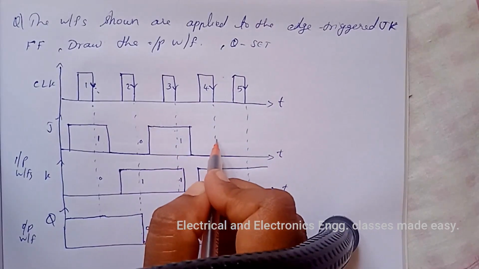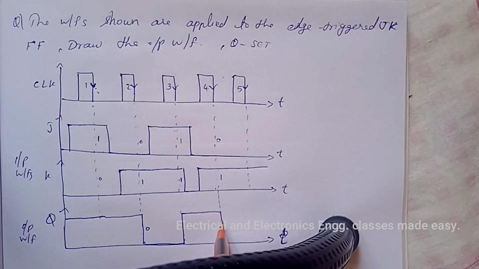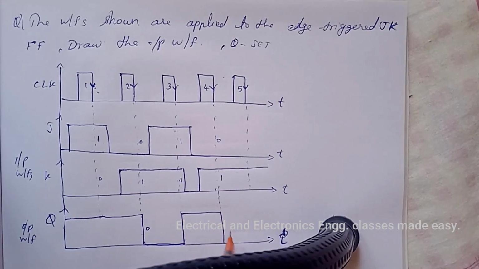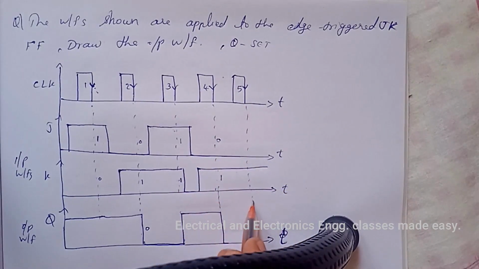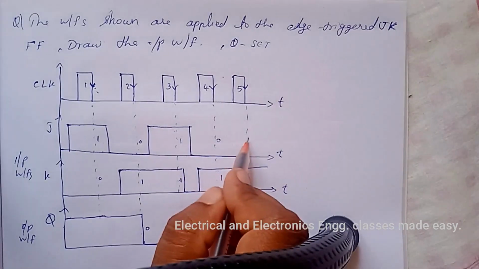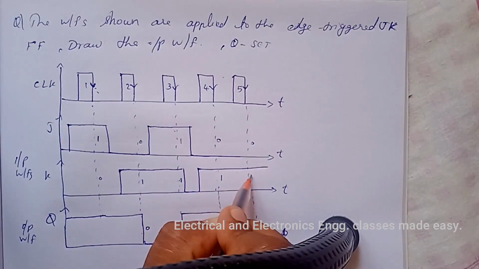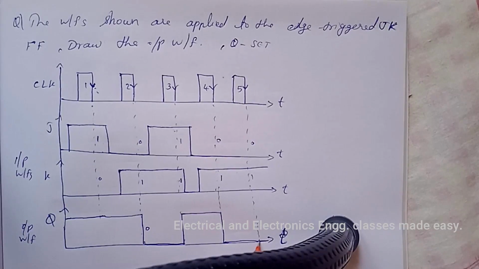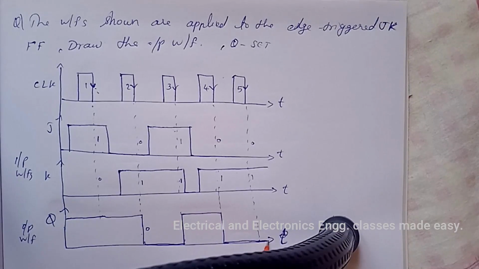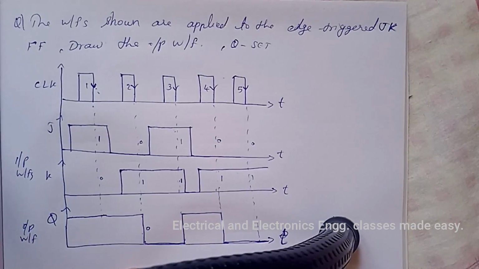And at this point J is 0 and K is 1. That means Q is 0. And it will continue up to the next negative edge of the clock pulse. So up to this point it is 0. And at this point J is 0 and K is 1. That means in the reset state. So Q is again 0 at this point. So this is about the timing diagram of the JK flip-flop.